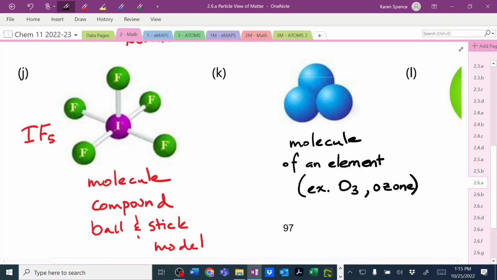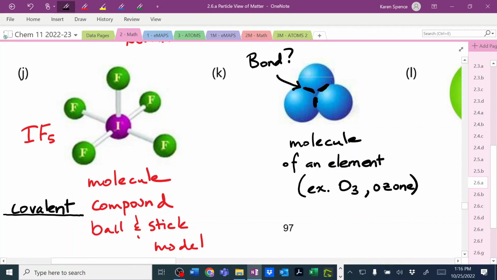Going back to J, what kind of a compound is that? Is it ionic or is it covalent? Covalent. What kind of bond do we have here, here, and here? What are your choices? What do you think? You could say, is it ionic? Is it covalent? Is it an IMF? Which one can we cross out immediately?